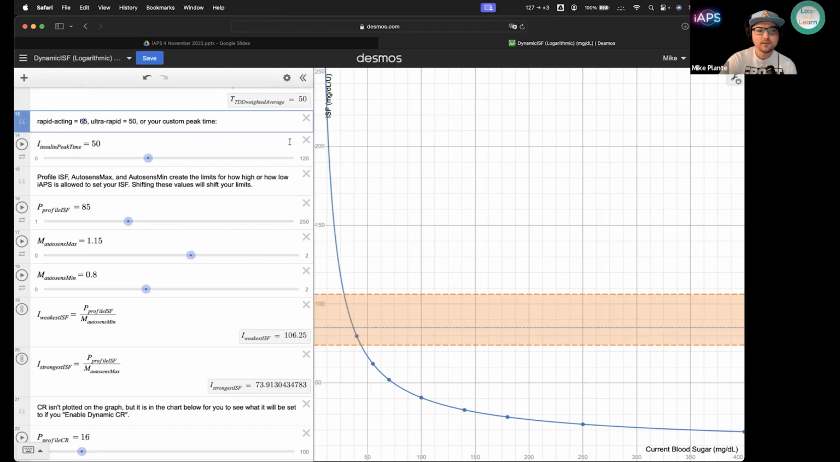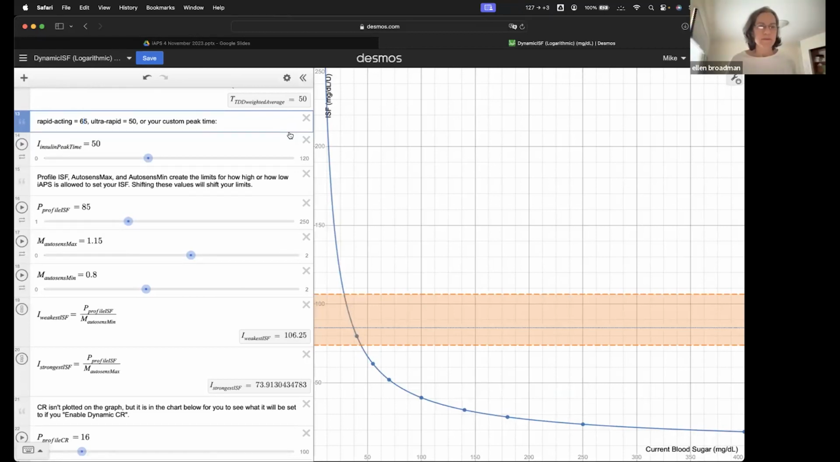I'm saying that, in iAPS, you can set, let me find the actual name. If you go into preferences and go down to use custom peak time, if you toggle that on, you can change the custom peak time to whatever you want. If you have that off, then for this logarithmic dynamic ISF equation, if you're using rapid acting, it's going to set this value of the equation to 65 and this one to 50. So I'm not commenting on what peaks you should be using for a custom peak, depending on what insulin, or anything else. It's just how it affects this equation. Not sure if that really answered the question.